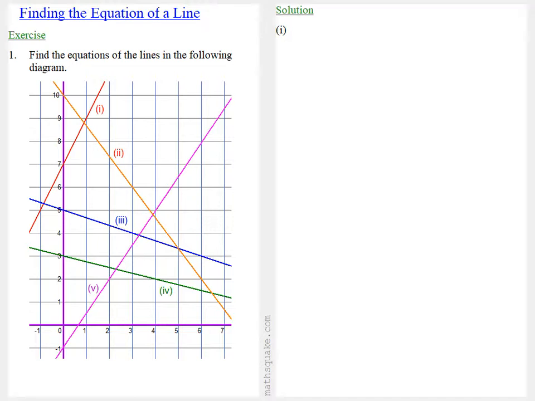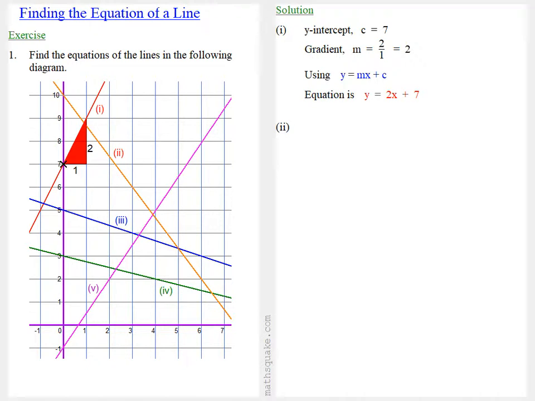Now the first line passes through the point 7 on the y-axis, so the y-intercept c is equal to 7. To find the gradient, we draw a triangle under the line. Now we can see that the base of the triangle is 1 and the height of the triangle is 2. Now the gradient m is the height over the base, so that's 2 over 1 or 2. So substituting in y equals mx plus c, we have the equation is y equals 2x plus 7.